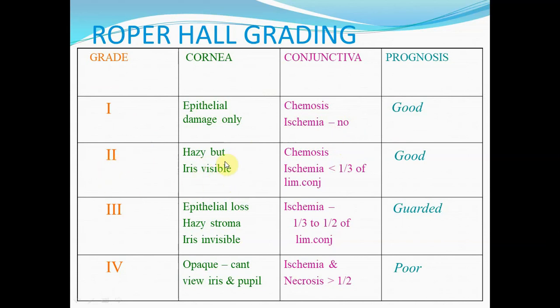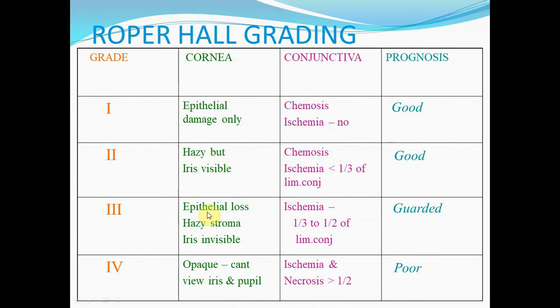Grade 2, the cornea appears hazy but the iris details can still be seen. Conjunctiva shows chemosis and there is conjunctival or limbal ischemia involving less than 1/3 of the limbal conjunctiva, and in these cases also the prognosis is said to be good.